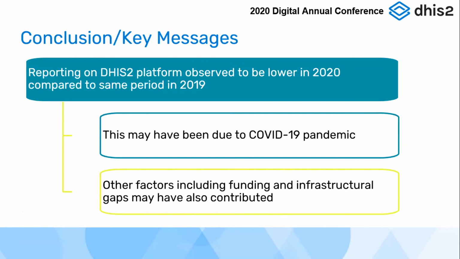So in conclusion, reporting on the DHIS2 platform was observed to be lower in 2020 compared to the same period in 2019 in Lagos State. Of course, this could have been due to the COVID-19 pandemic, considering that there were restrictions of movement, considering that the state is also the epicenter of the disease. However, we do acknowledge that other factors, including funding and infrastructural gaps, could have also contributed to some of the outcomes that we saw from the platform.